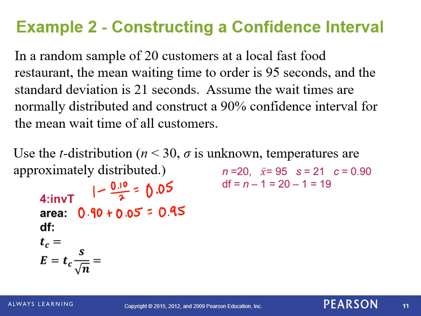We already have our DF that was calculated right here, so we're going to plug that in to be 19. And again, on the graphing calculator, to get the inverse of t, remember you're going to go to your second VARS and then choose number 4.